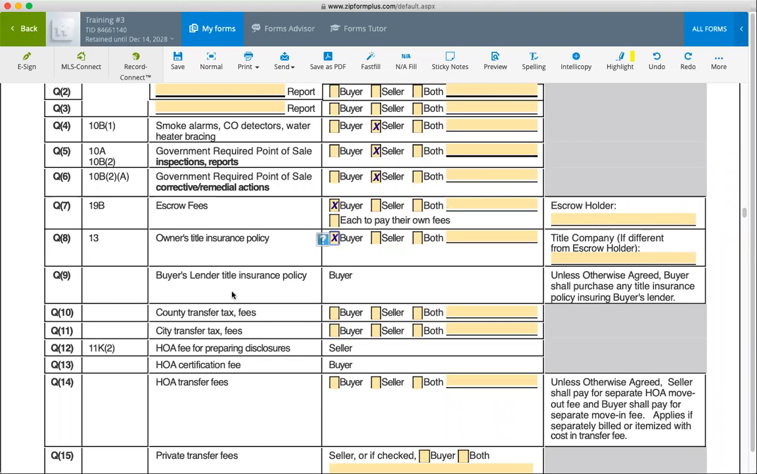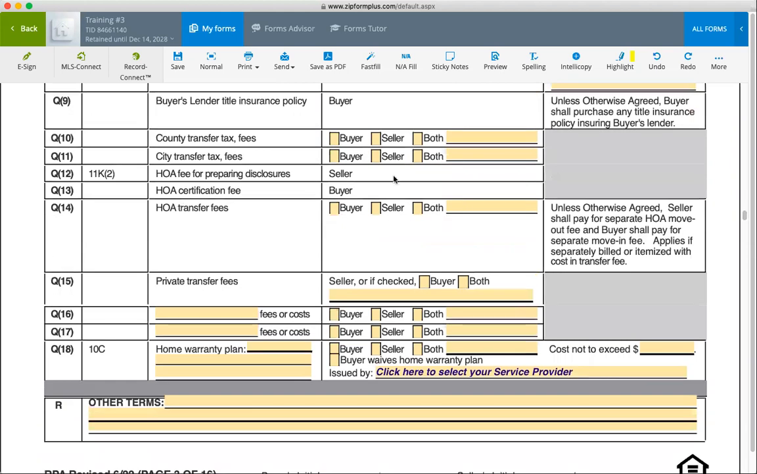Under Q9, we get the buyer's lender title insurance. That's always going to be paid by the buyer because it's for the lender, the buyer's lender. So any title insurance that the lender requires, the buyer is going to pay for it. County transfer tax, again, typically throughout the state here, the seller pays for that. City transfer tax, I'm not aware that there's, most cities' transfer tax are bundled into the county transfer tax. And I'm not aware of a separate city transfer tax in our communities.